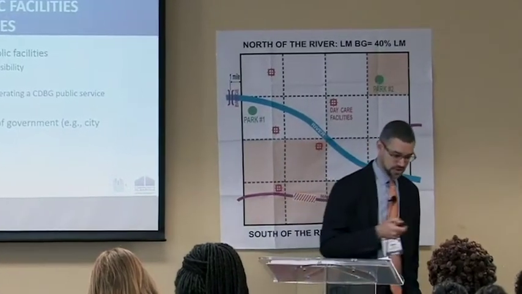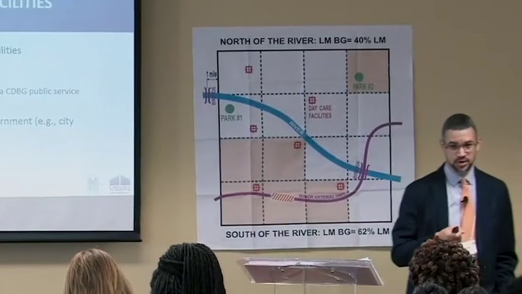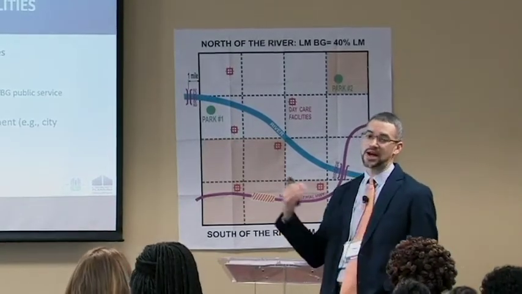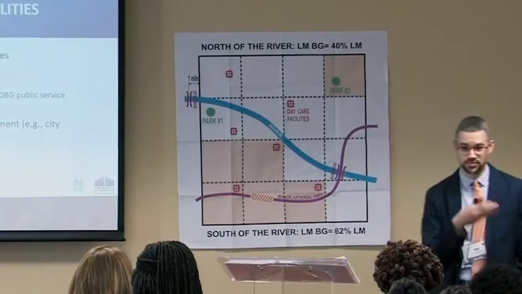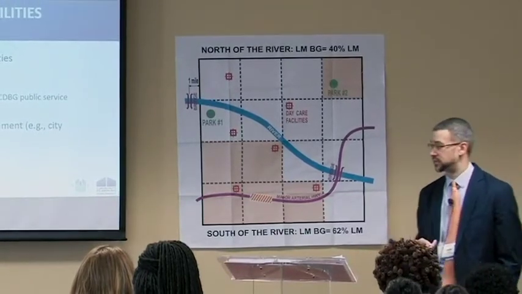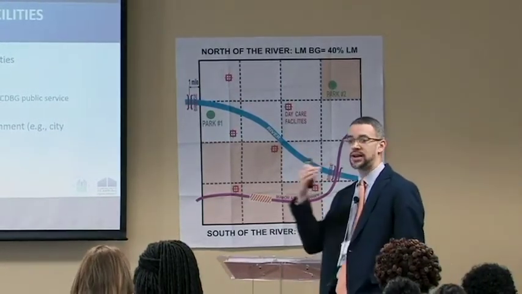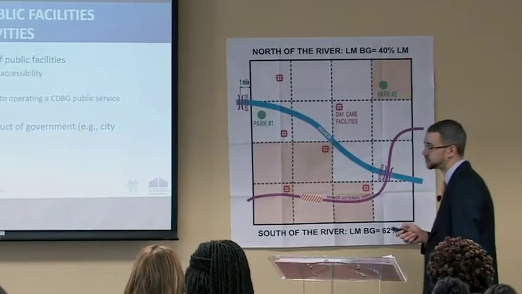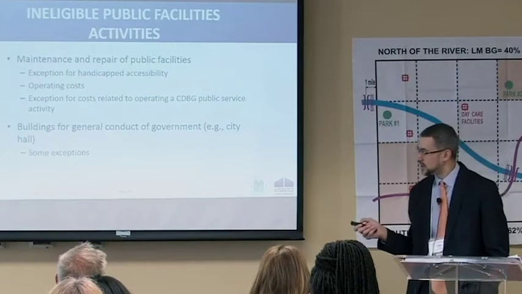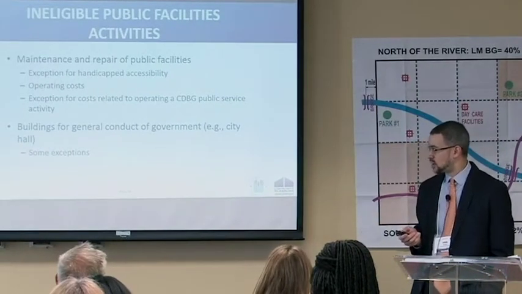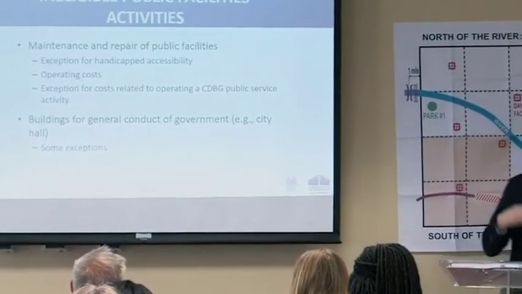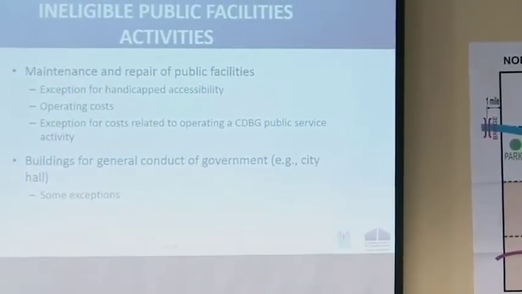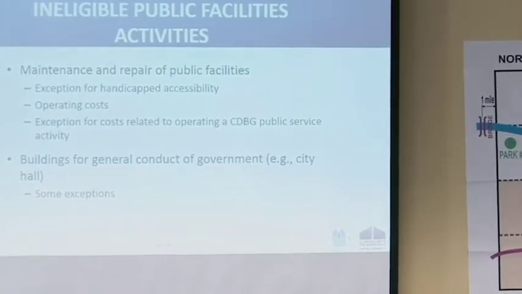However, and Rudy's going to talk on this when he talks about public services, if there's a service being provided out of that facility, you can provide operating costs to the nonprofit that's delivering that public service. That's eligible, but not for the operating and maintenance of the public facility as a whole, just for that service being provided out of that facility. Buildings for the general conduct of government, i.e. City Hall, again, generally not acceptable. However, if you're doing ADA improvements or something like that on City Hall, that's eligible activity.